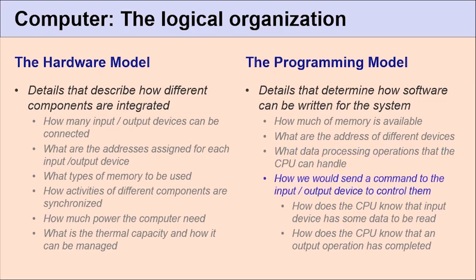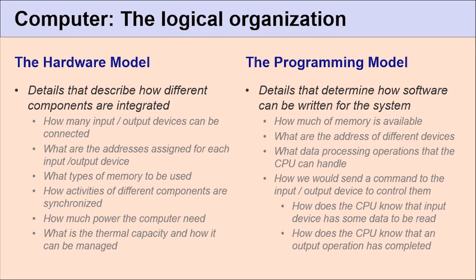Then you will also be concerned about how the CPU knows whether an input device or an output device needs its attention. For example, when an input device is ready to send some data, it needs CPU attention so that it can send that data to the CPU. When the CPU wants to send data to an output device, there should be a mechanism whereby the CPU can check whether the device is ready to accept data. So likewise, there are different concerns that the people who write software need to be concerned about in computers.